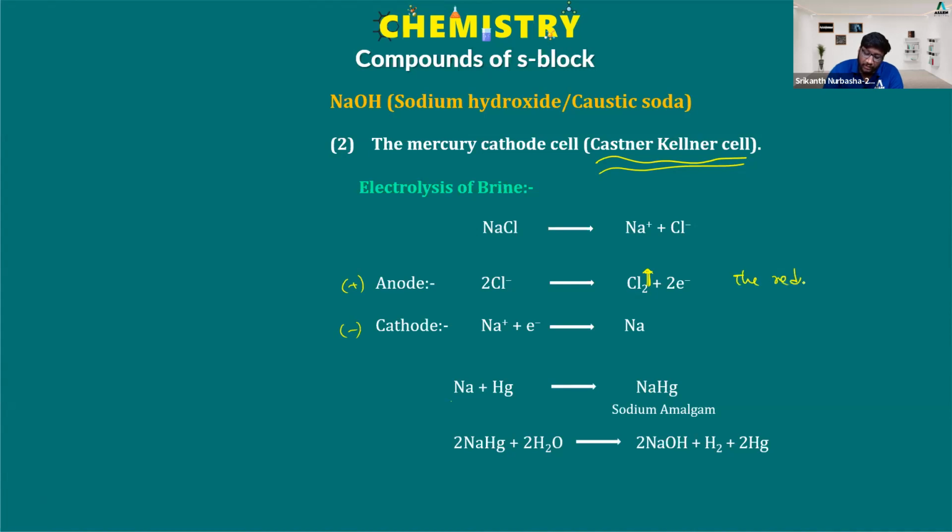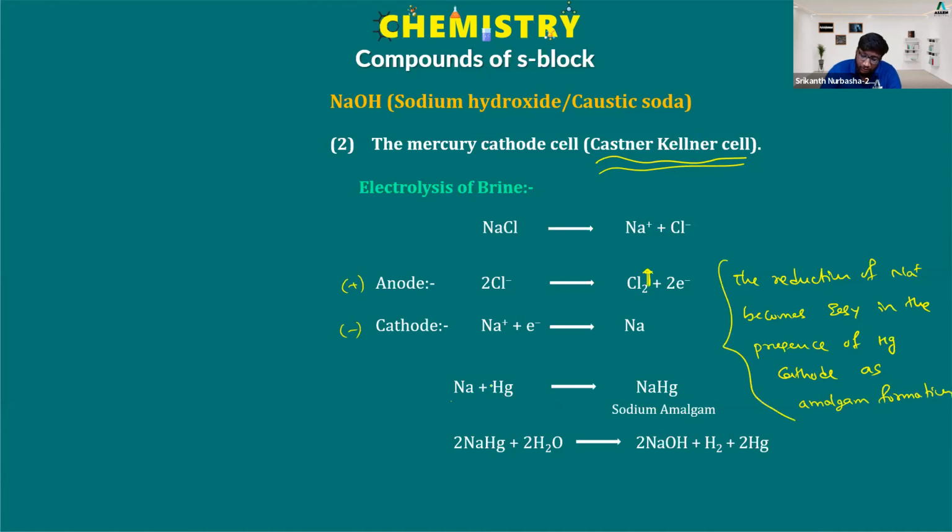The reduction of Na+ becomes easy in the presence of a mercury cathode, as amalgam formation takes place. Taking this as an advantage, Na plus Hg forms NaHg. That sodium amalgam reacts with water to form NaOH again. The sodium amalgam is treated with water to form NaOH, and H2 gas is evolved along with mercury.